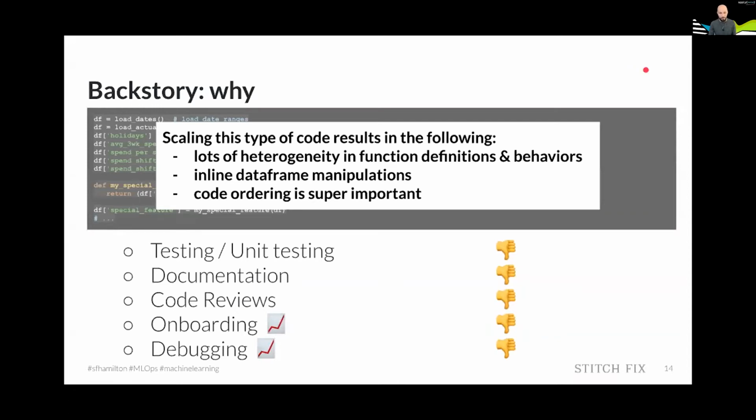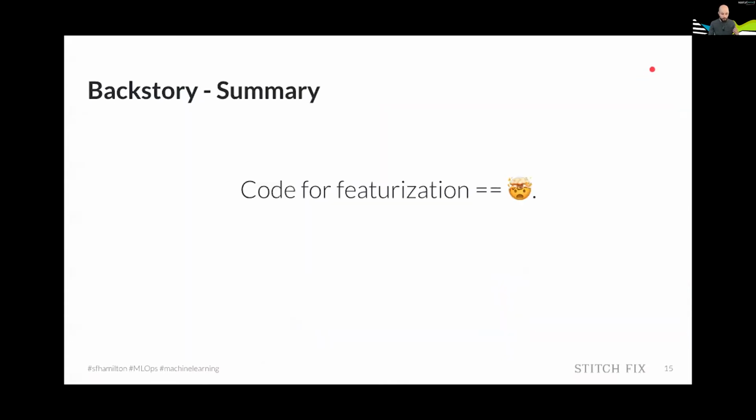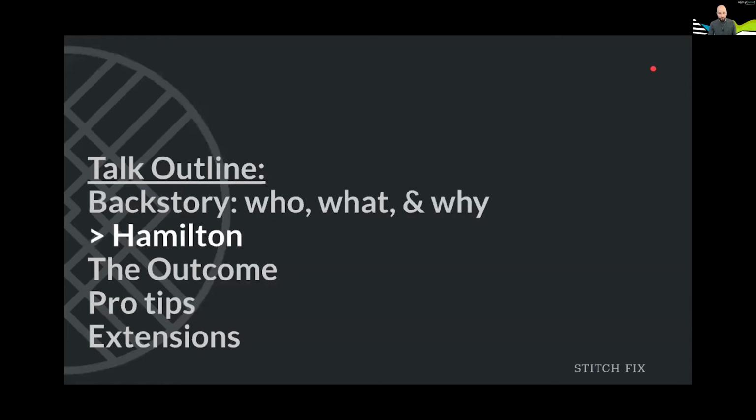Documentation is also very difficult. Code reviews become slow and challenging because you really need to understand what's going on. And therefore onboarding and debugging are actually challenges in this code base. In short, the code for featurization was causing the FED team a lot of problems. So, Hamilton.